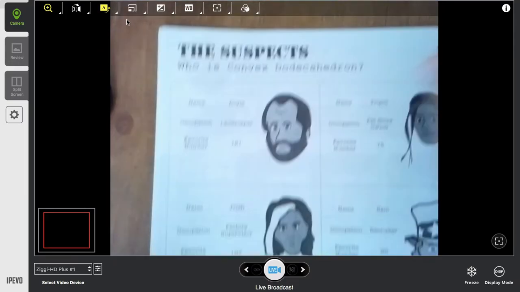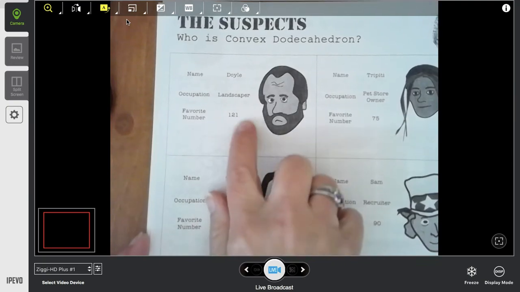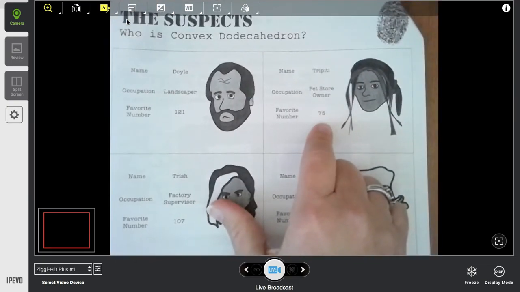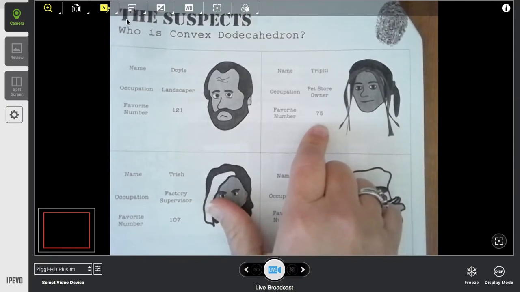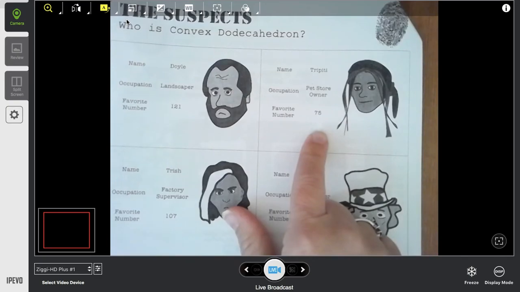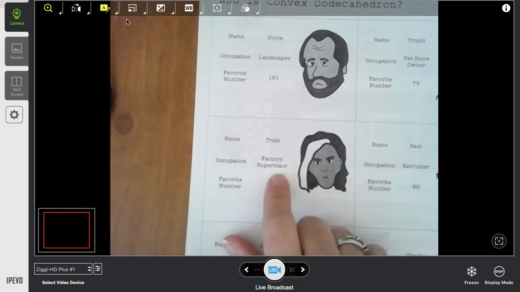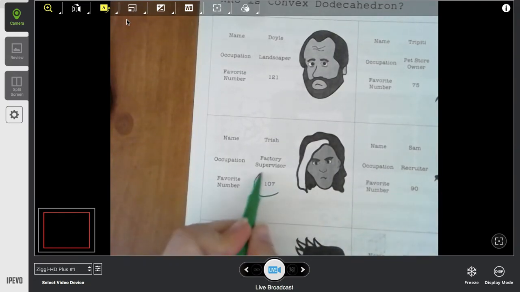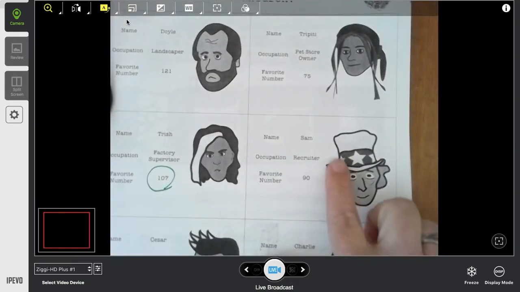So let's go back to the first page and look at our suspects. We had Doyle, who is a landscaper, and his favorite number is 121. We have Tripita, who's a pet store owner. Her favorite number is 75. And we've got Trish, who's a factory supervisor. And look at that. Her favorite number is 107. Let's make sure it's her.